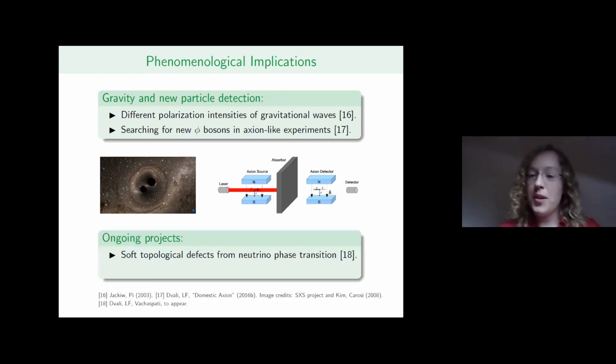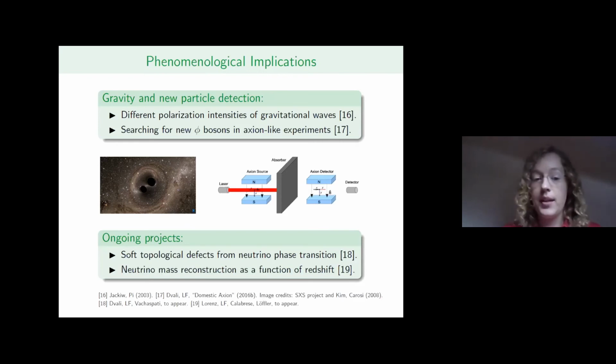Okay, I just wanted to mention, as the last part of the phenomenological section, that there are some ongoing projects. One aspect is that we are looking at the topological defects that form in this phase transition in the late universe. We will get strings, domain walls, monopoles, and neutrino fermions, and all these defects depend, of course, on the Dirac or Majorana nature of the neutrinos. We have examined the formation mechanism and the evolution, and that's something we hope to put on the arXiv soon.